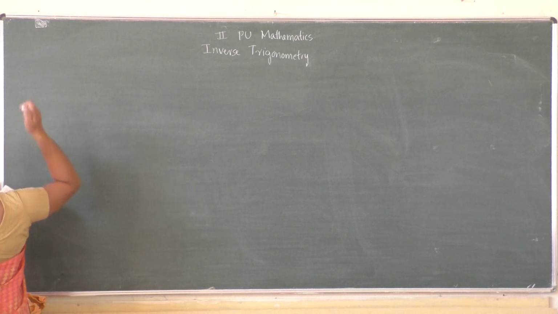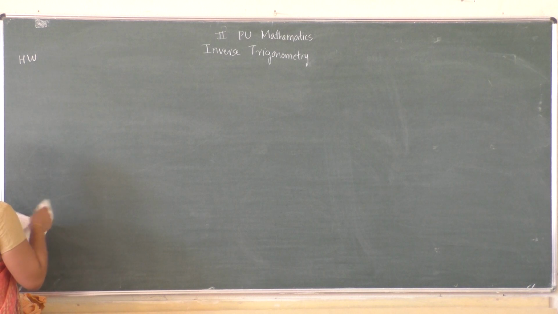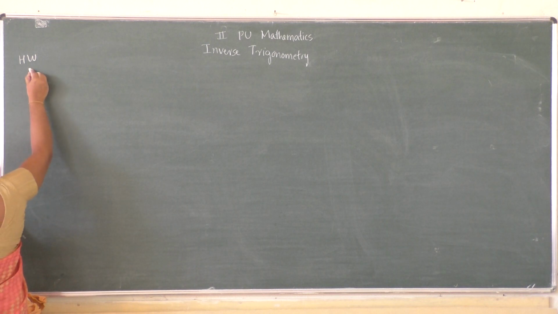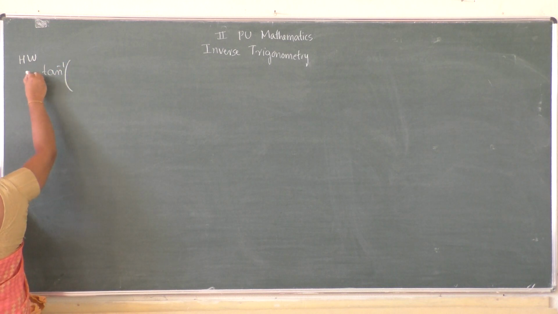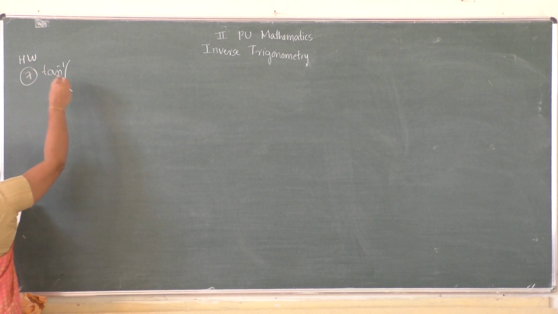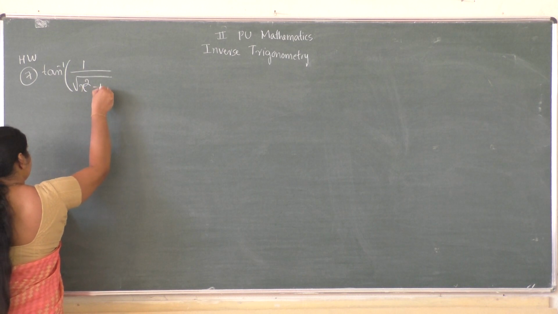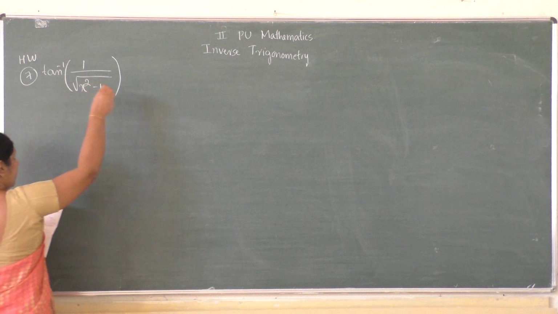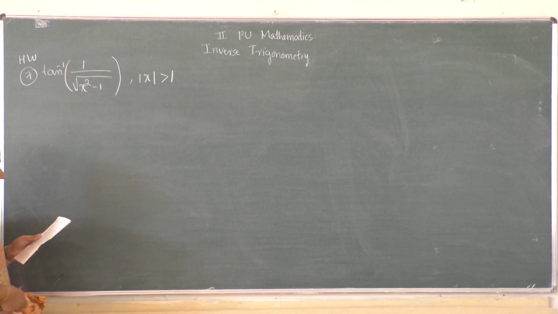I will give one homework question. Simplify. This is question number 7. Tan inverse of 1 by root of x square minus 1, where mod x is greater than 1. A similar kind of earlier problem.